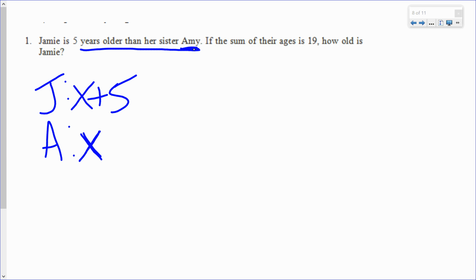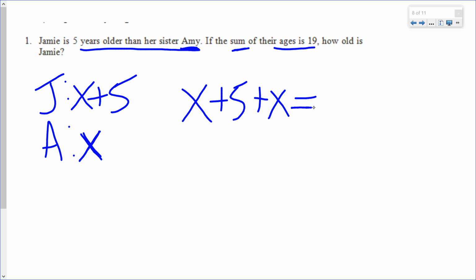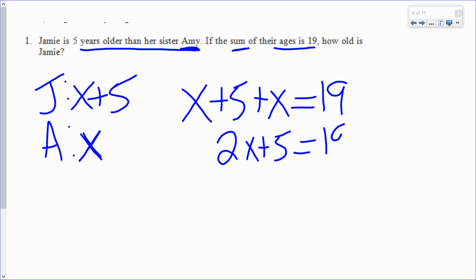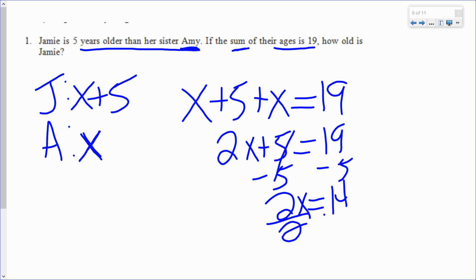Now that I have my expressions, I need to come up with an equation to represent the situation. The sum of their ages is 19. So if the sum of their ages is 19, that means that Jamie's age plus Amy's age equals 19. Now that I have my equation, I solve it. I combine like terms. Get x by itself. And I get 7.